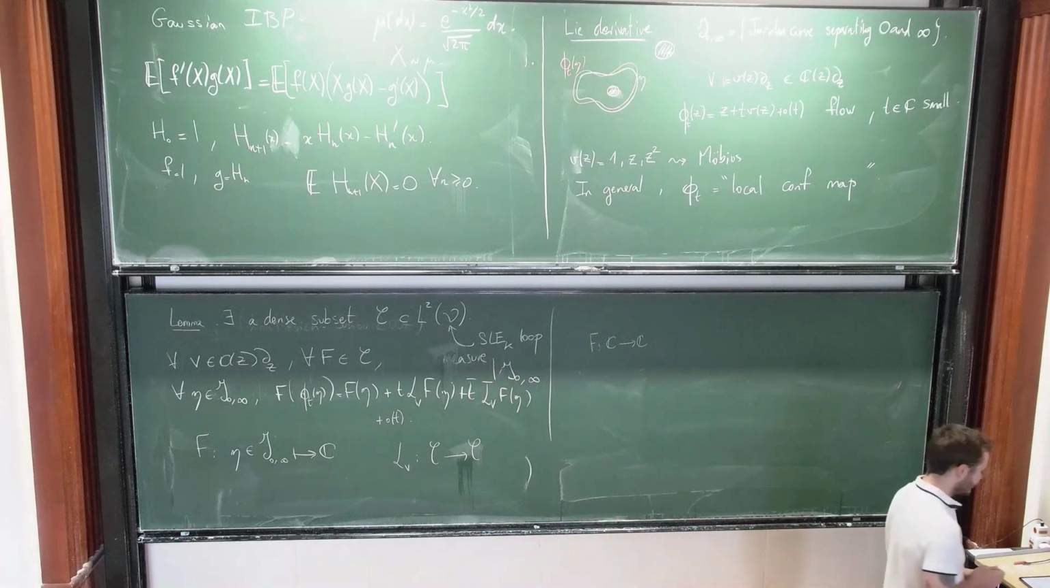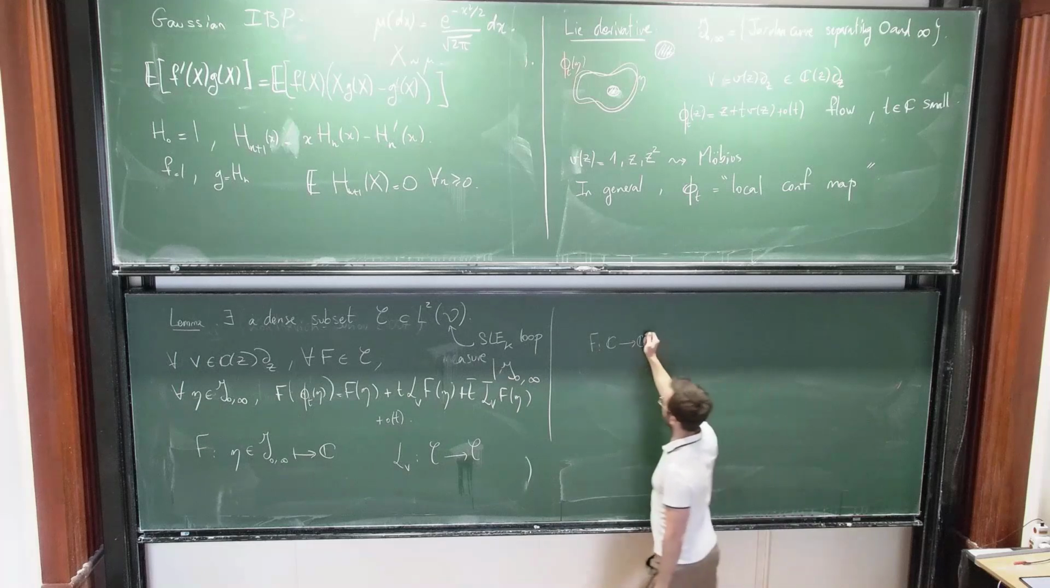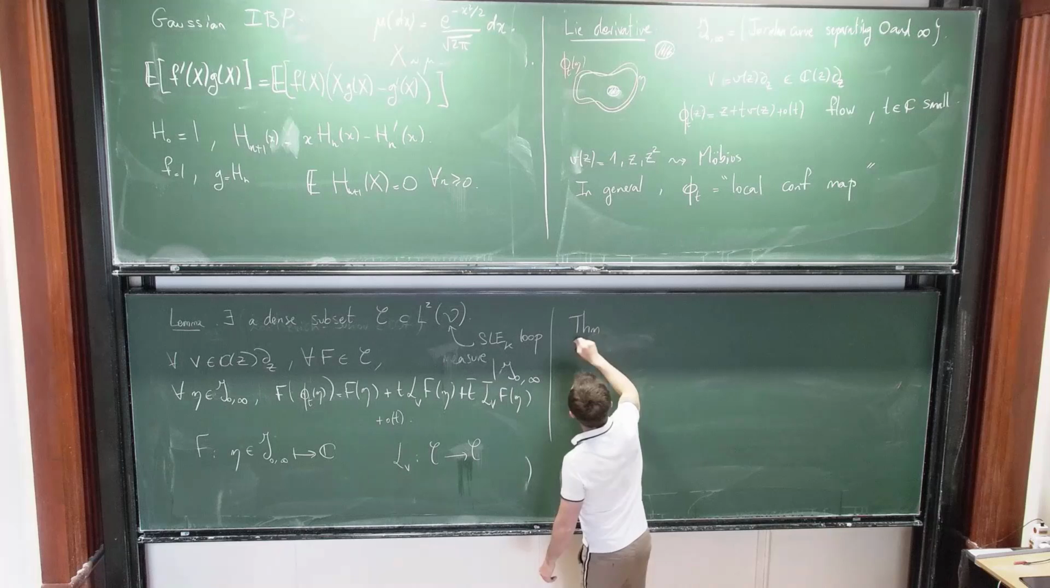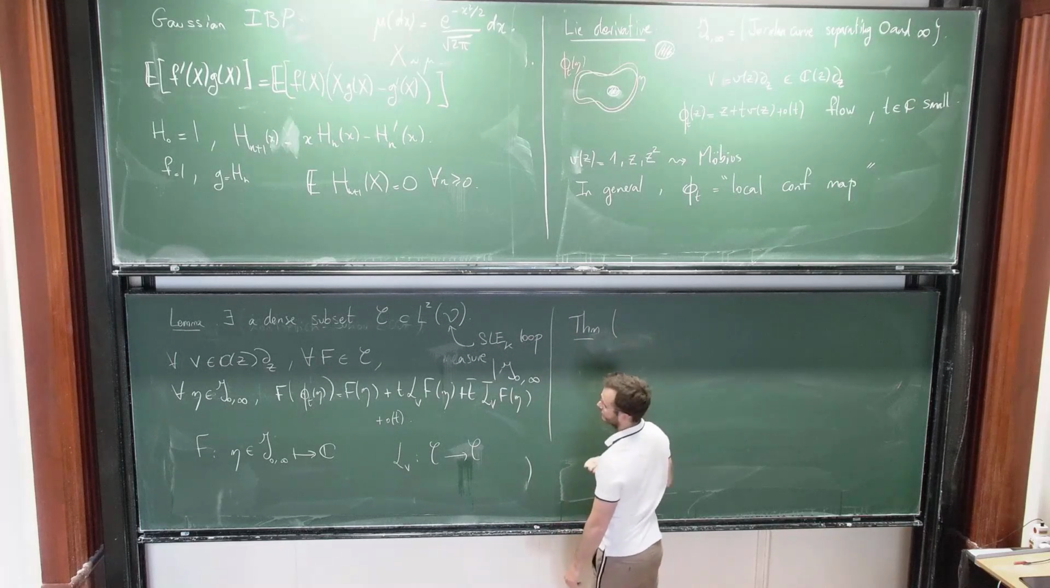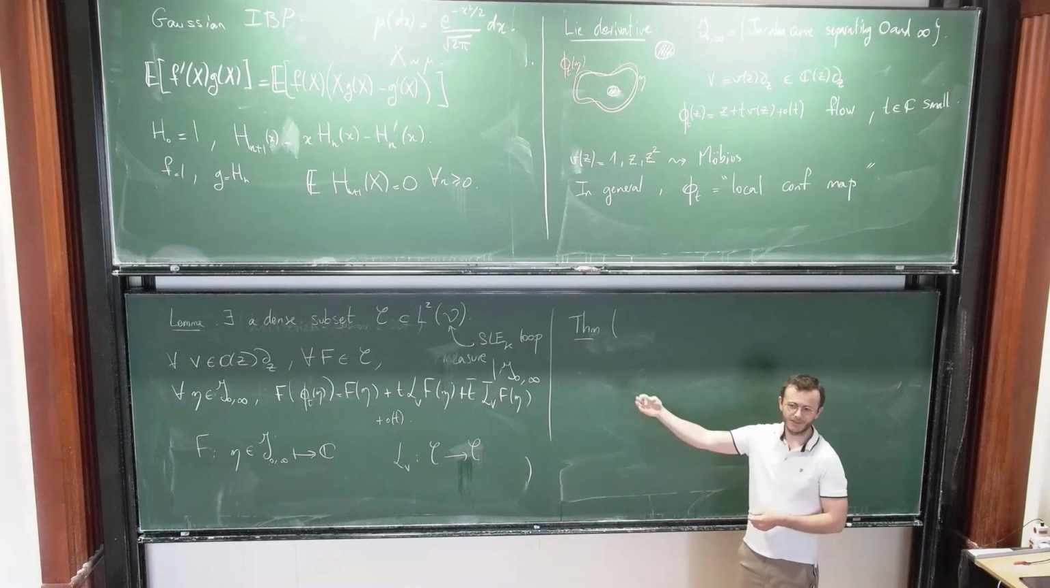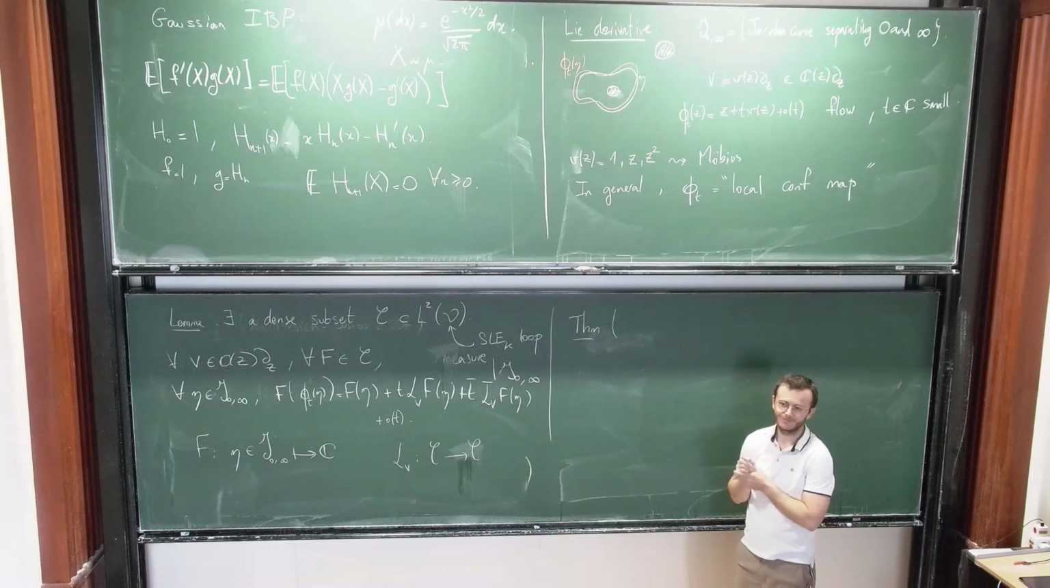And map C to C. Okay, so now I can state this integration by parts formula. Theorem. So what's that LB? LB is my differential operator. It's defined by this lemma.